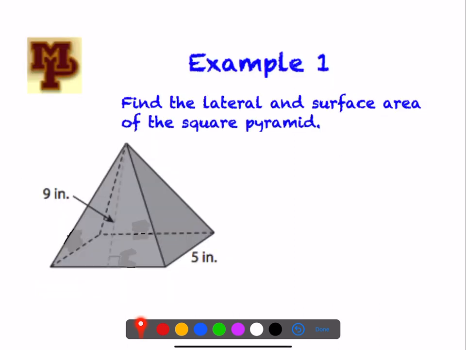So example 1. Go ahead and pause the video for a second if you need to try this example out on your own if you'd like. I'm going to go ahead and go through it right now. So example 1, find the lateral area and surface area of the square pyramid. Again, we know it's square, so all sides are equal to 5.